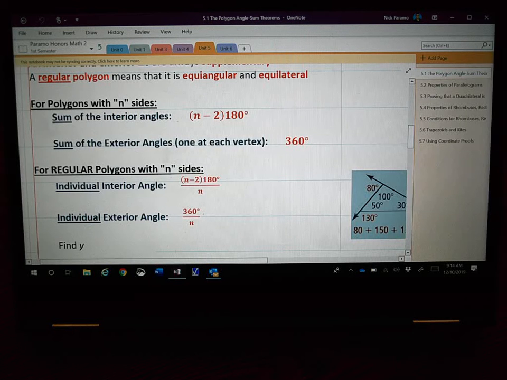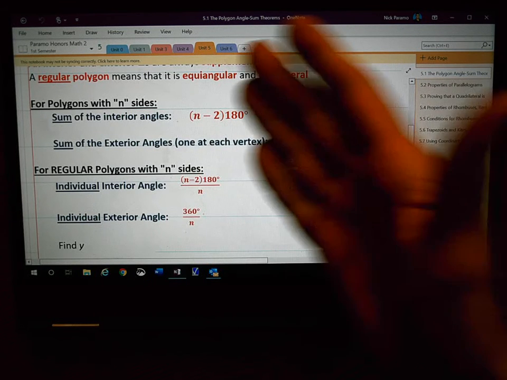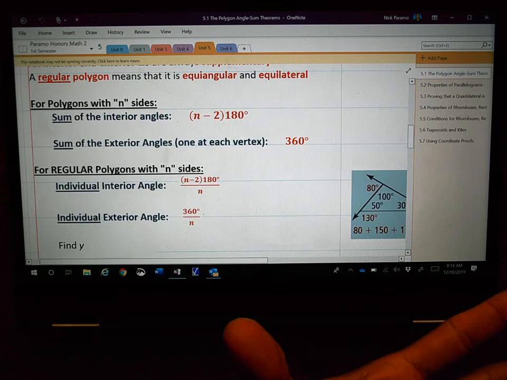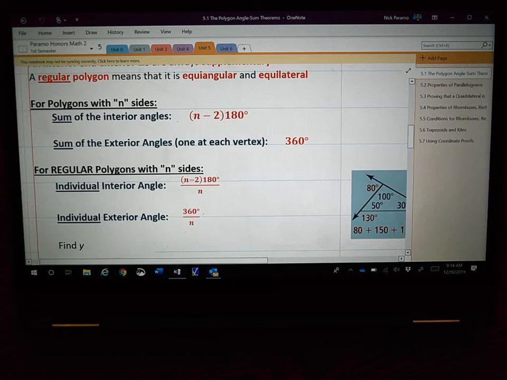Last year, me and Mr. Vang, who are the Honors Math 2 teachers here at Buchanan, we decided that for the honor students versus the regular students, these four formulas you are going to have to know. We are not going to give them to you.